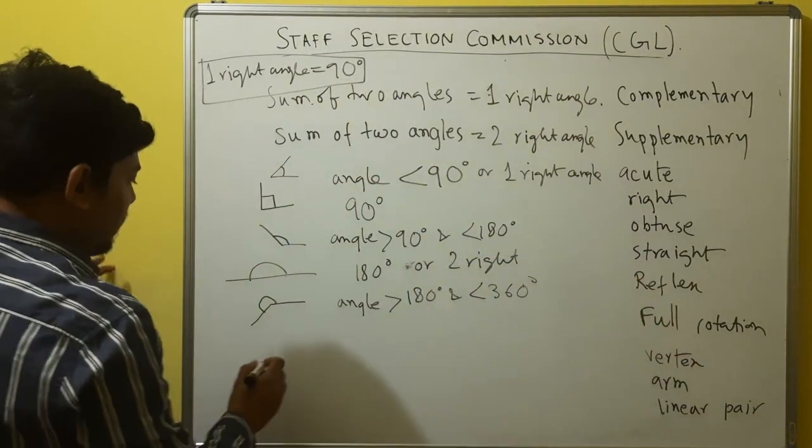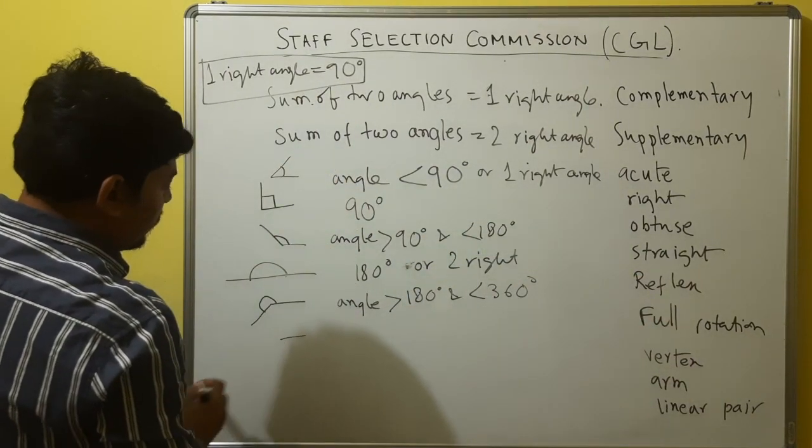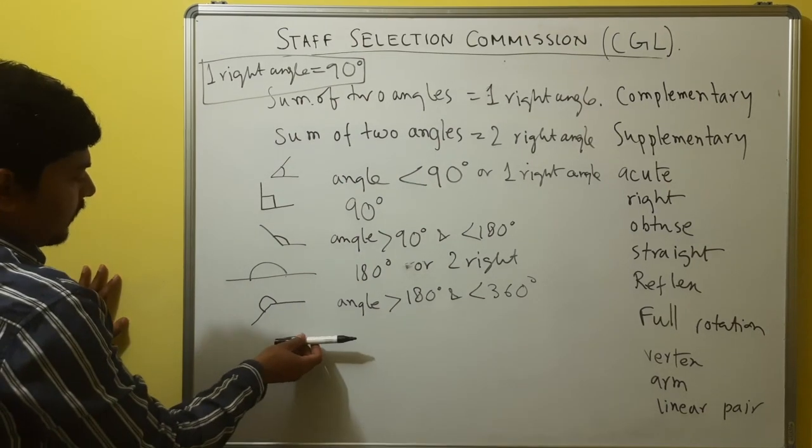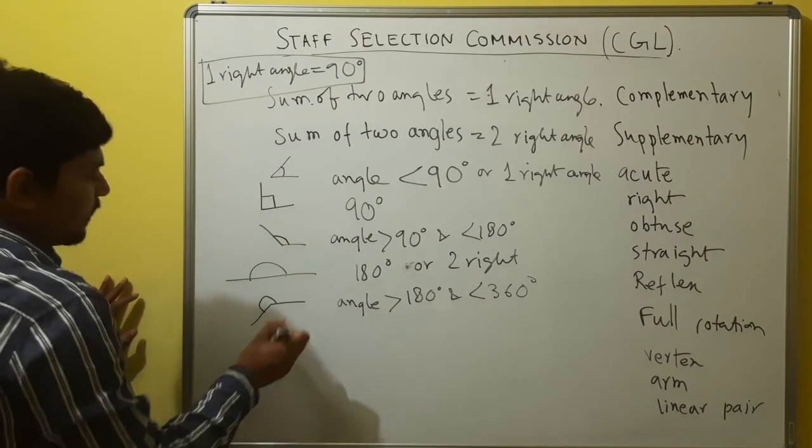What is a full rotation angle? This is a full rotation angle. It means this was one straight line, it moved completely and came back to its original position.